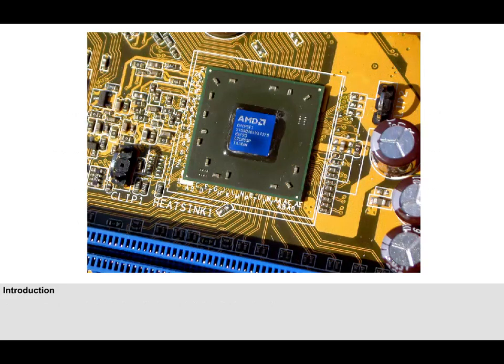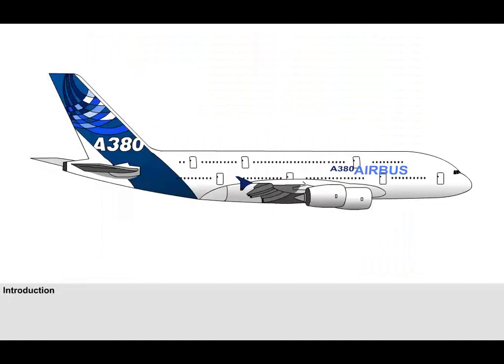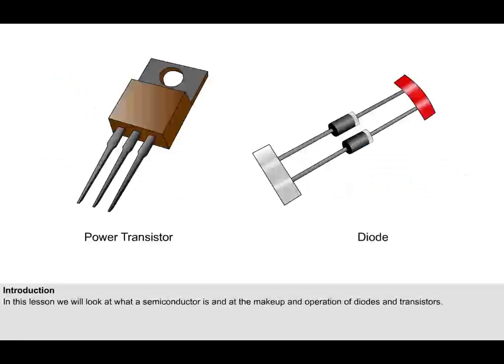Semiconductors have had a monumental impact on our society. Semiconductors are used to make microprocessor chips, as well as being used in the production of diodes and transistors. Semiconductors are at the heart of all electronic devices. Modern aircraft use electronic components in many of their systems, including automatic flight controls, navigation and engine control systems. In this lesson, we will look at what a semiconductor is, and at the makeup and operation of diodes and transistors.